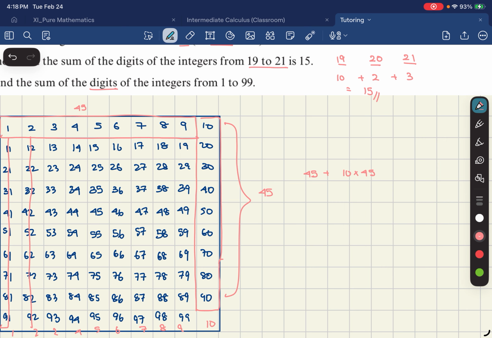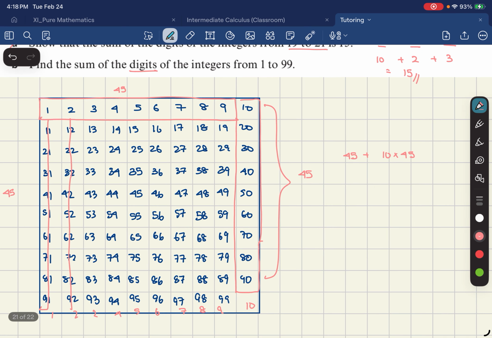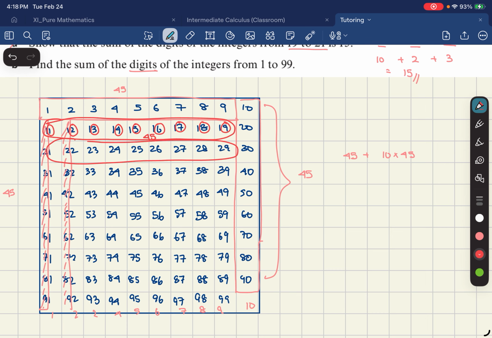Now, I have only added the digits on the left-hand side, right? So I still need to think about the digits on the right-hand side. And if you think about it, if I now go row-wise, I have 1 left here, I have 2 left here. If I do the same for every column, I will have 3 left, 4 left, 5 left, 6 left, 7 left, 8 left, and 9 left. So I have 45 here once again. 45. And this is going to be 45 as well.